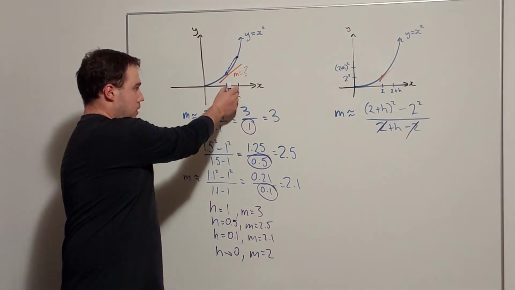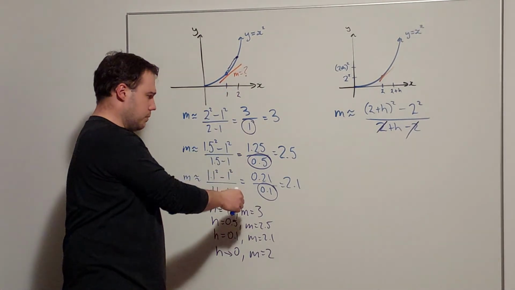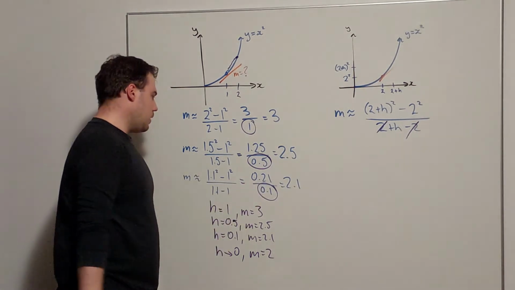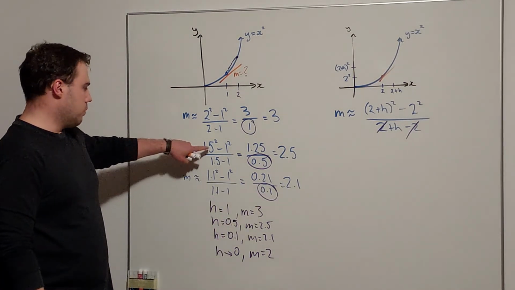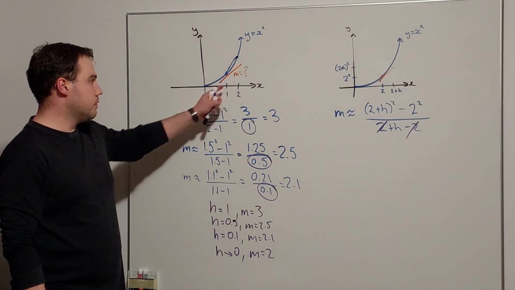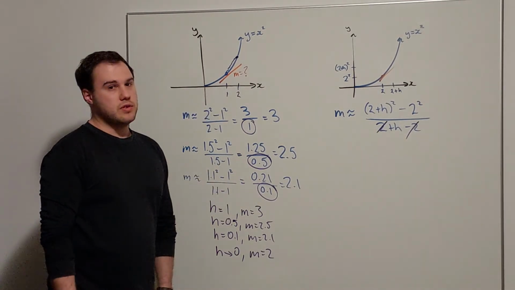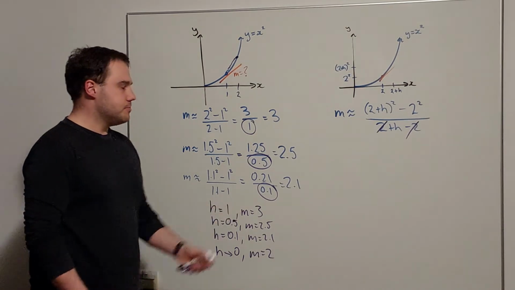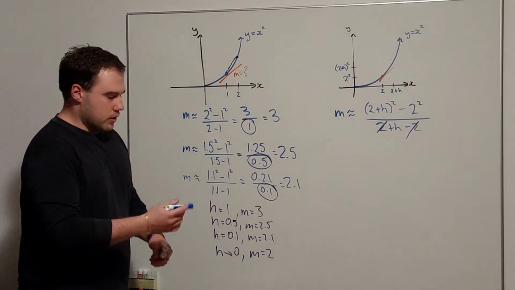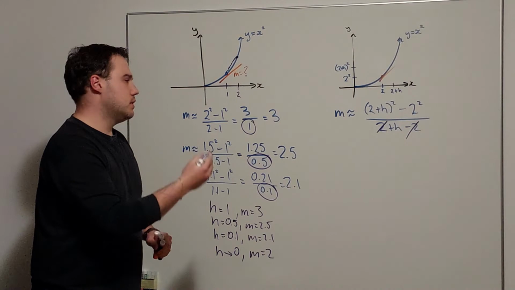The distance here we chose for that secant was a step size of 1. And then the distances I chose from 1, 1.5 and 1.1, were 0.5 and 0.1 respectively, and that's what ended up on the denominator as the step size. Okay, so let's keep going with this algebraic expression.